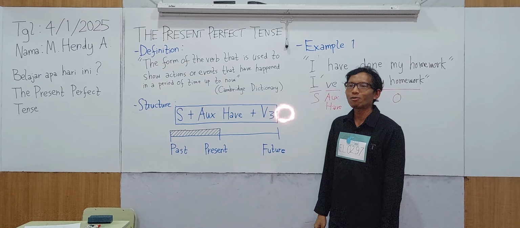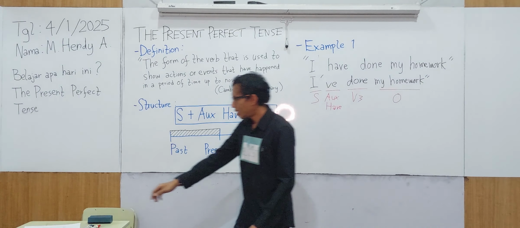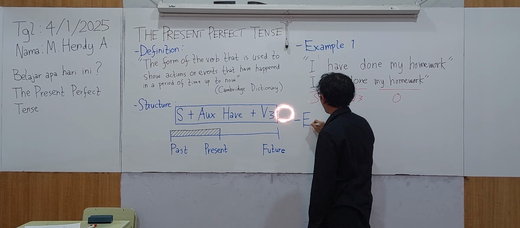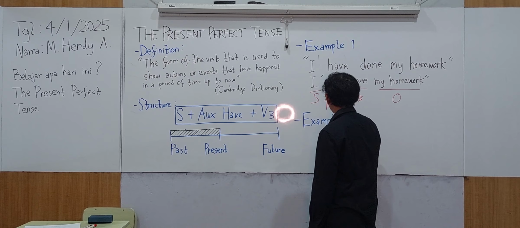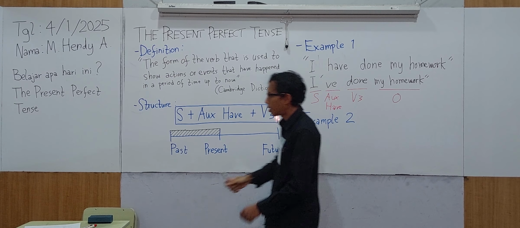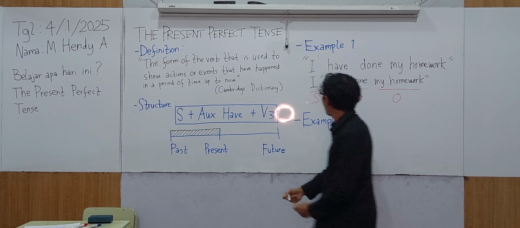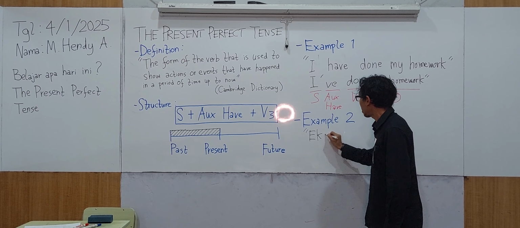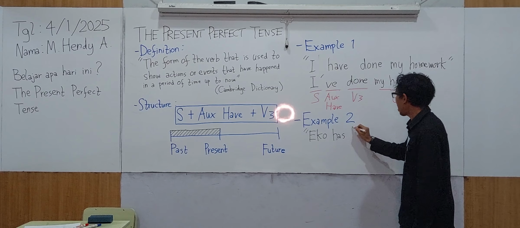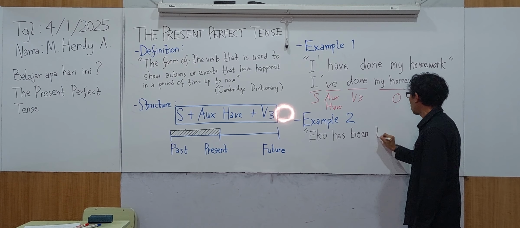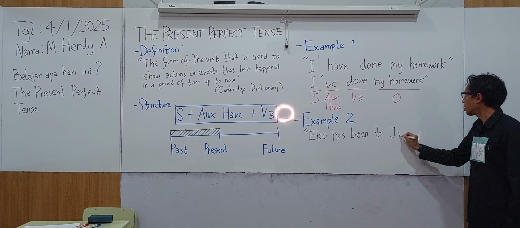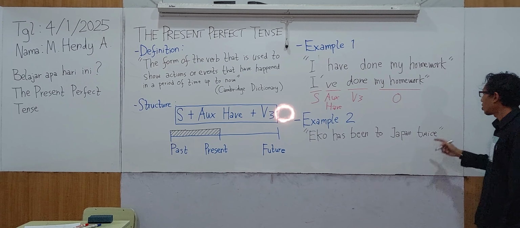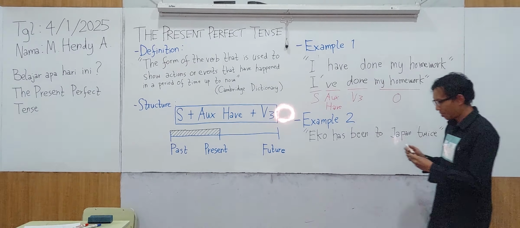So based on what Echo said, let's write example 2. Based on what Echo said, we can say Echo has been to Japan twice. What does twice mean? 2 times.